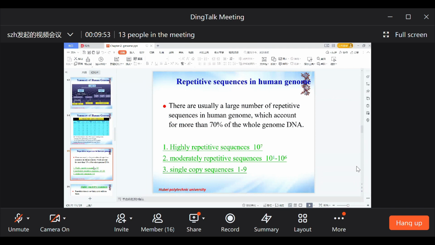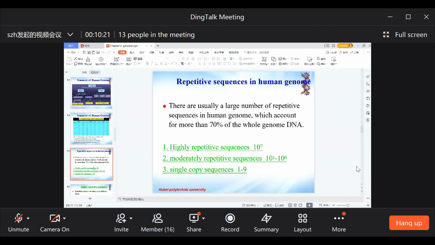Here, you must pay attention to what kind of repetitive sequence it is. When the frequency is above 10 to the 7th power, this kind of repetitive sequence is the highly repetitive sequence.